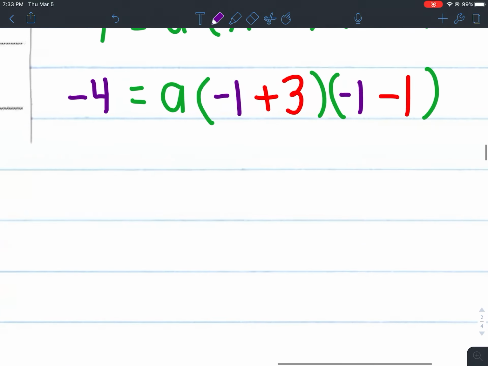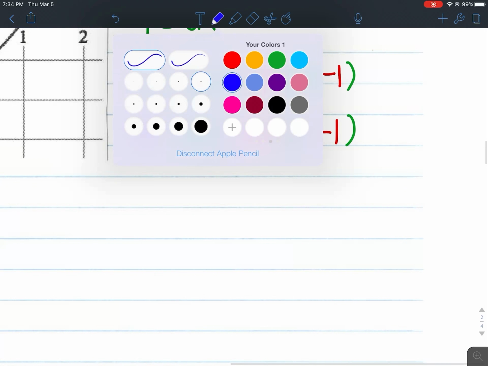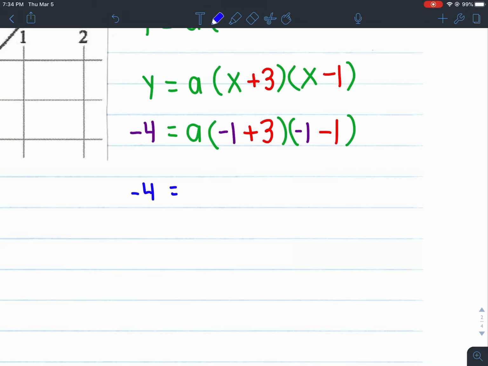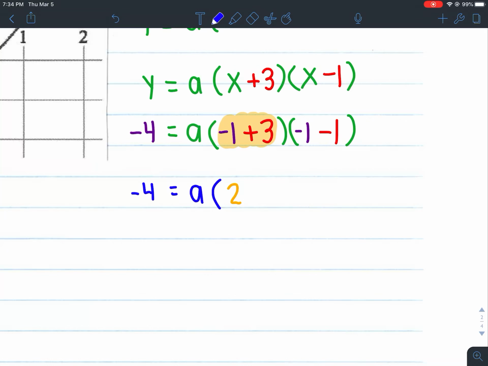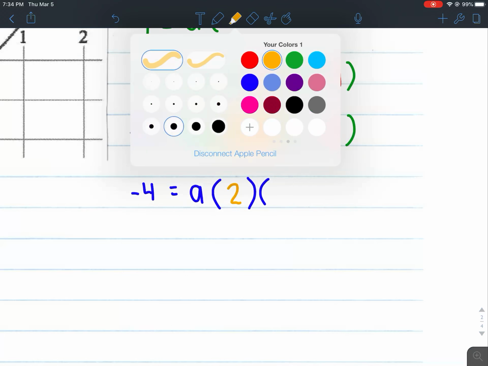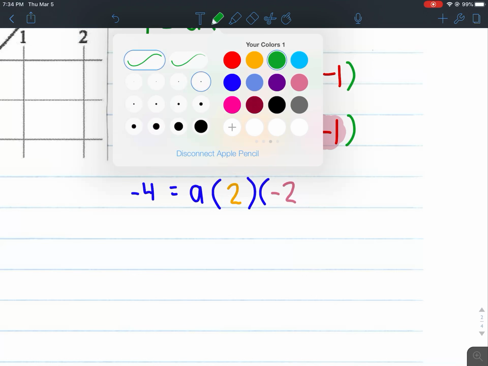Okay, now at this step, you want to simplify if you can. So you don't want to double distribute. Like, can you type this in a calculator? Yeah, so you should not double distribute because it would make your life really, really hard. So we have -4 equals a, parentheses, what's -1 plus 3? Well, -1 plus 3 is +2. And then parentheses, what's -1 minus 1? That's going to be -2. Okay? Oh, whoops, that should not be green, that should be blue.